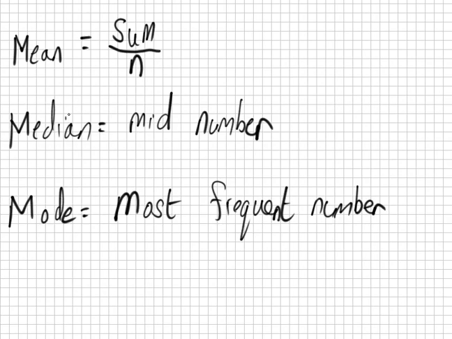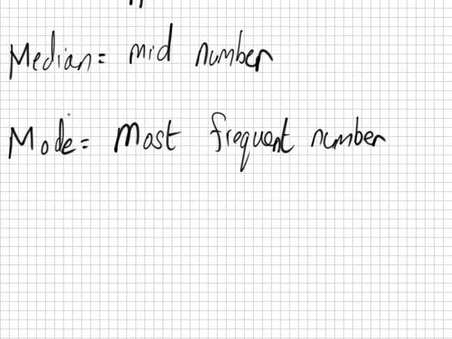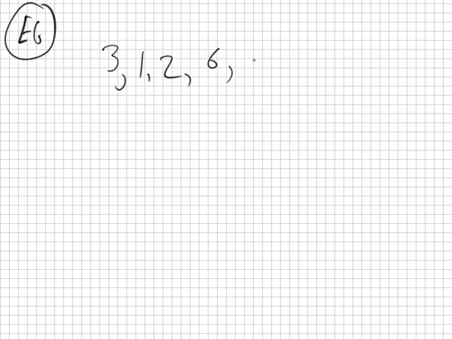Although what maybe is a little complicated is that our data can be given to us 3 ways. We can have it as a list, a frequency table, or a group frequency table. So the easy peasy one is if it's a list. So I'll just do 5 numbers and I'll calculate the mean, the median and the mode for those 5 numbers. So the first example, let's say I have 3, 1, 2, 6, 0.